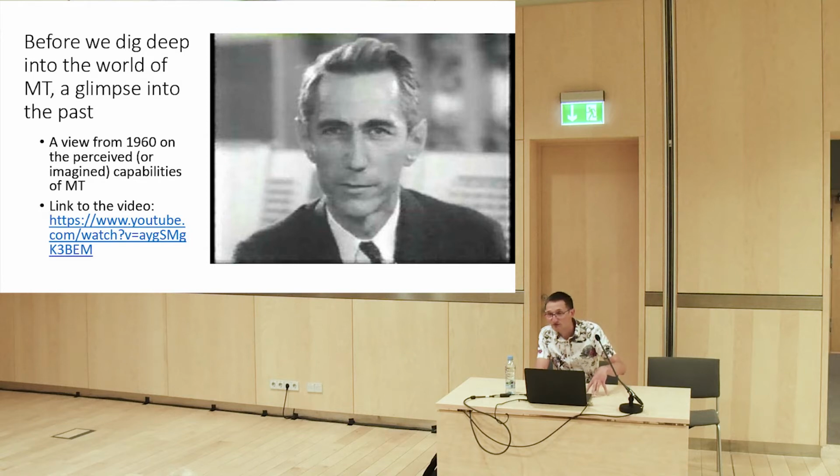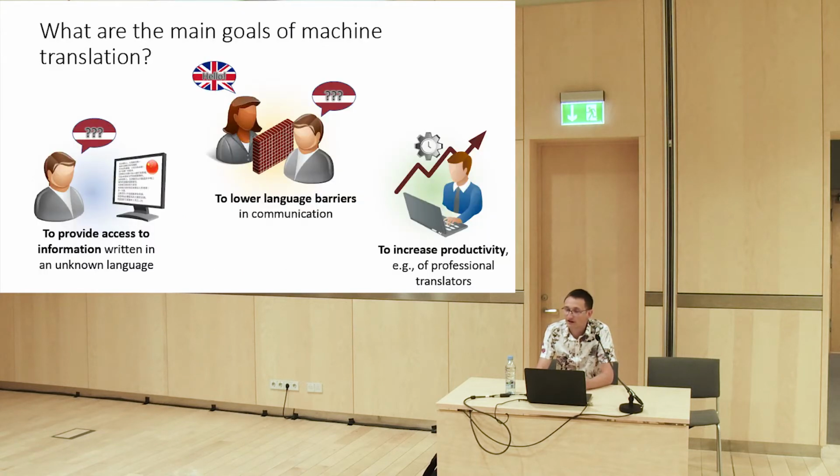Machine translation systems are not there to replace anyone. They are there to assist, right? So back then, people thought that machine translation systems would be able to replace humans, but that's actually not the task that we are trying to solve with machine translation systems. And I'll show you now what are actually the main goals, as I see it, of machine translation.